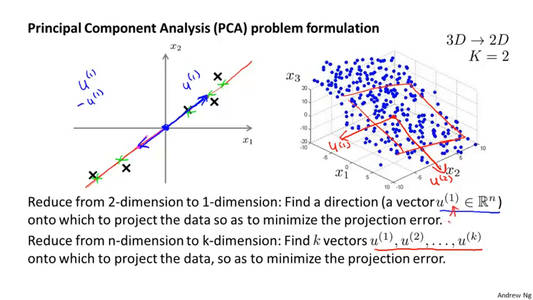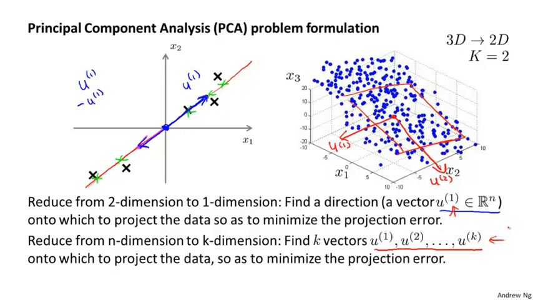So finding a k-dimensional surface, really finding a 2D plane in this case, shown in this figure, where we can define the position of a point in the plane using k directions. And that's why for PCA we want to find k vectors onto which to project the data.